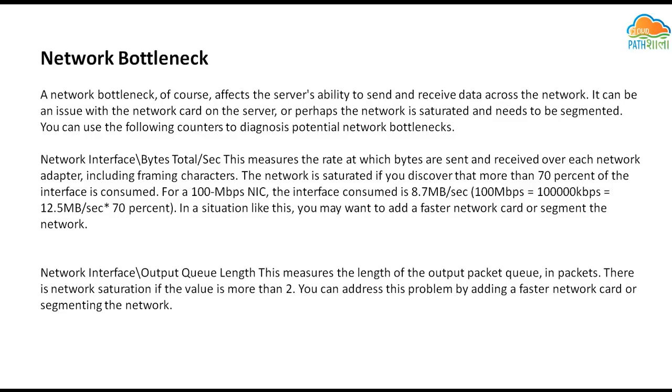If the network is used for more than 70%, then for a 100 Mbps NIC, the interface consumed is, for example, 8.7 MB per second.